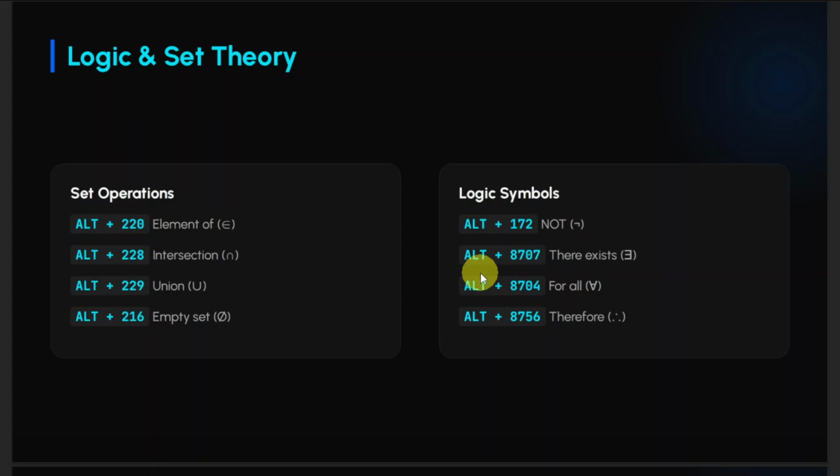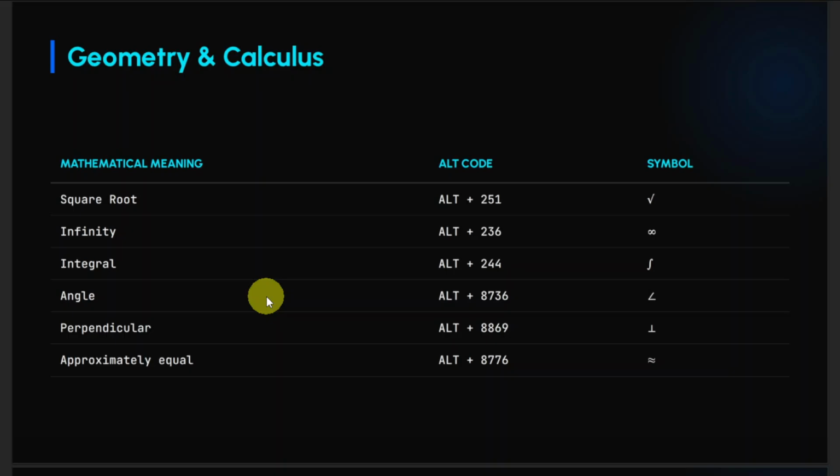These are the logic and set theory shortcuts. To write the element symbol, as in C3 is an element of set A, you write Alt plus 220. But I will give you the whole set of the shortcuts. So this is the overview of the whole.